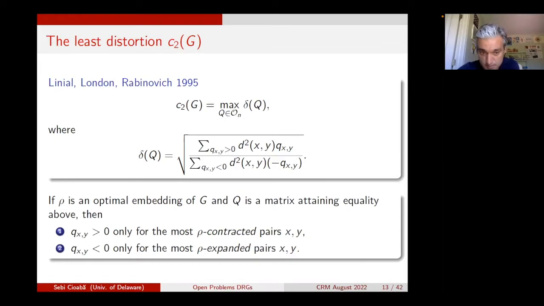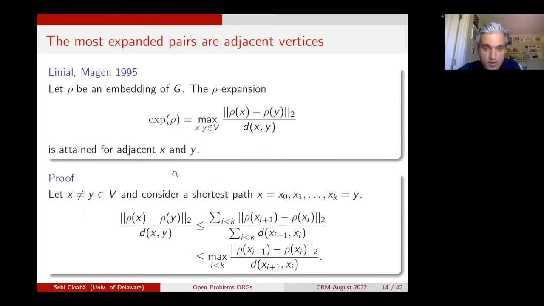and attains equality in the formula above, then what you have on the top will have terms only for the most rho-contracted pairs. So the pairs x and y that attain the maximum for the contraction, and the expression on the bottom will have terms only for those. So you'll have Q of xy negative only for those pairs x and y, which are the most expanded pairs under this embedding rho. For one of these situations, most expanded or contracted, we know what's going on, and it's actually not too difficult to prove.